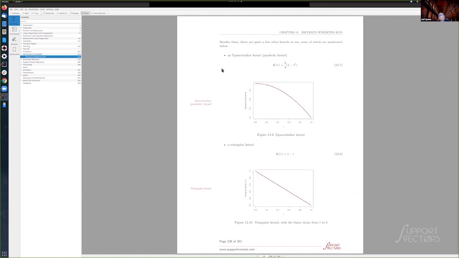This is called the parabolic kernel. It was associated with this gentleman, Epanechnikov. I never could get the pronunciation right. My apologies to this great mathematician. So this is the Epanechnikov kernel, the parabolic kernel. It's like this. Then a simple triangular kernel, which just goes like this.